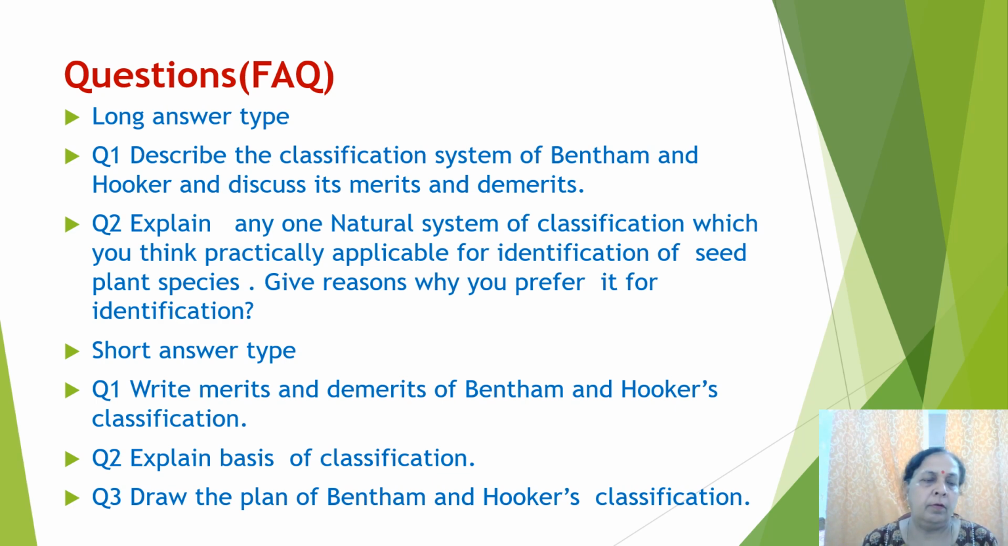Questions for this topic are the following. Long answer type questions. First question: describe the classification system of Bentham and Hooker and discuss its merits and demerits. Second question: explain any one natural system of classification which you think is practically applicable for identification of seed plant species. Give reasons why you prefer it for identification.